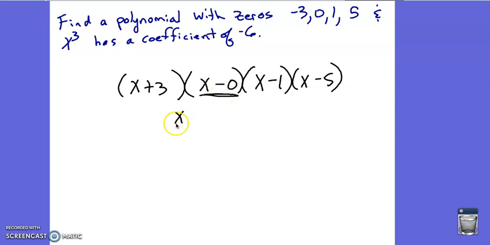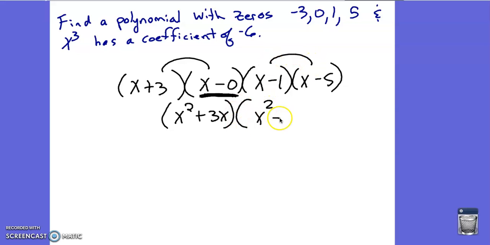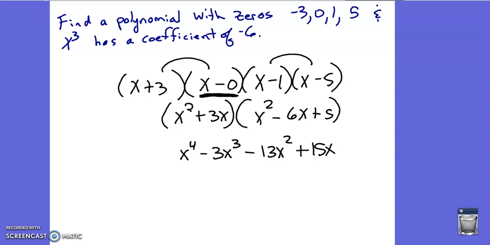So this is going to just be x squared plus 3x, multiplying these two guys together. Again, this is just x. And then what I'm going to do, if I FOIL those two together, I'm going to get that. And then I'm going to multiply now finally the binomial times the trinomial. And then I'm going to get that expression.